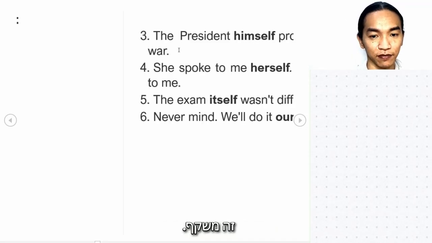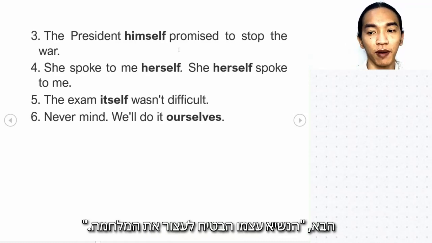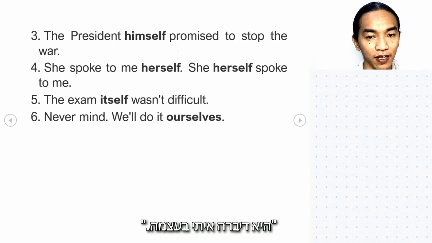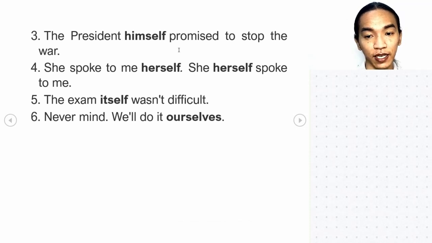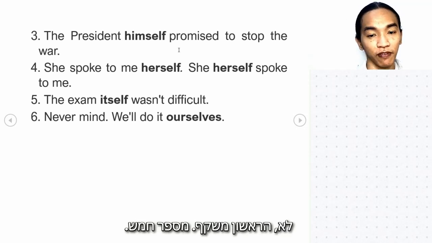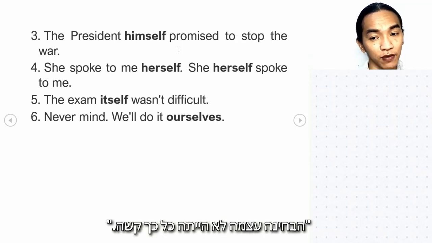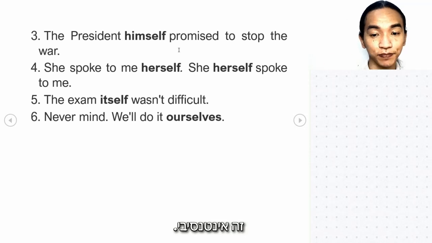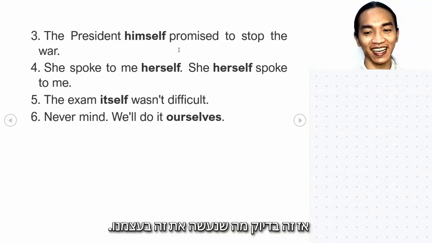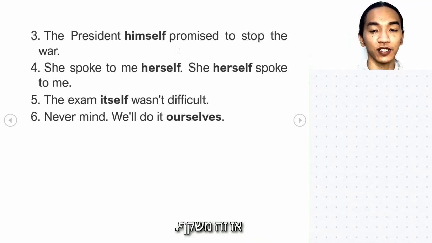This is reflexive. Next, the president himself promised to stop the war. That is intensive. She spoke to me herself. That is intensive. She herself spoke to me. In this case, this is also intensive. Number five, the exam itself wasn't this difficult. That is intensive. And lastly, never mind, we'll do it ourselves. So this is reflexive.